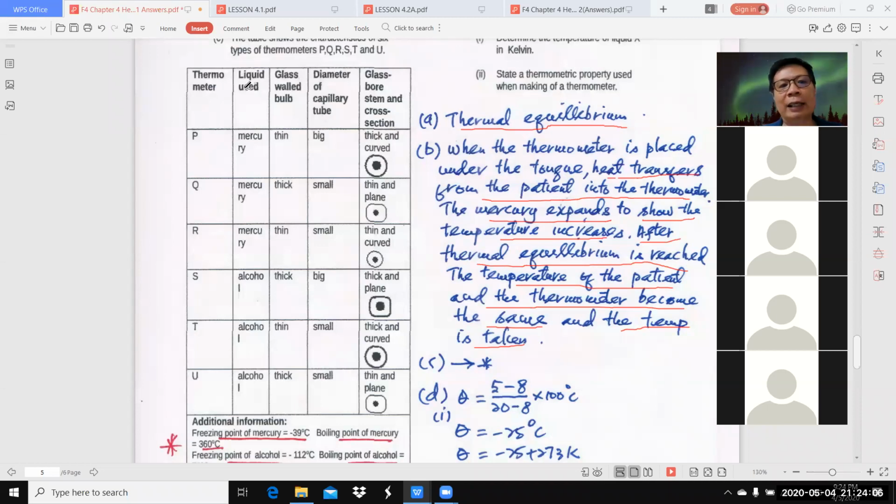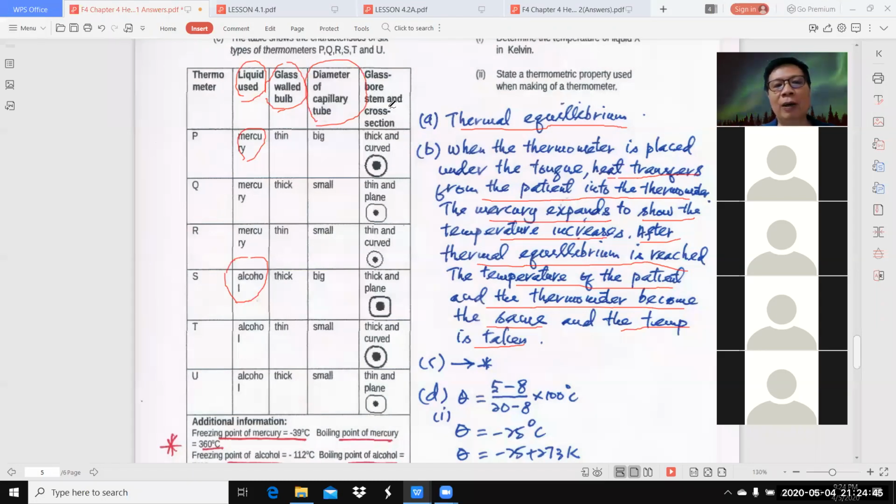They ask you to consider the liquid used, between mercury and alcohol. They ask you to choose 1, and why you need to choose this one, you must give. Second one is glass wall of the bulb. I told you just now, the bulb must be thin. Thin means heat easily goes inside, so more sensitive. The capillary tube diameter must be narrow, meaning the diameter must be smaller.